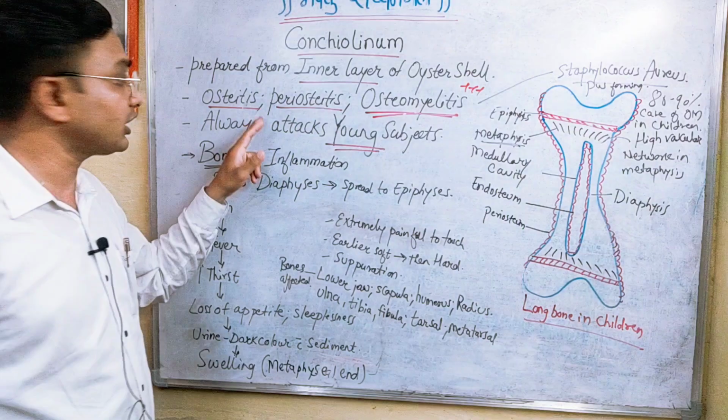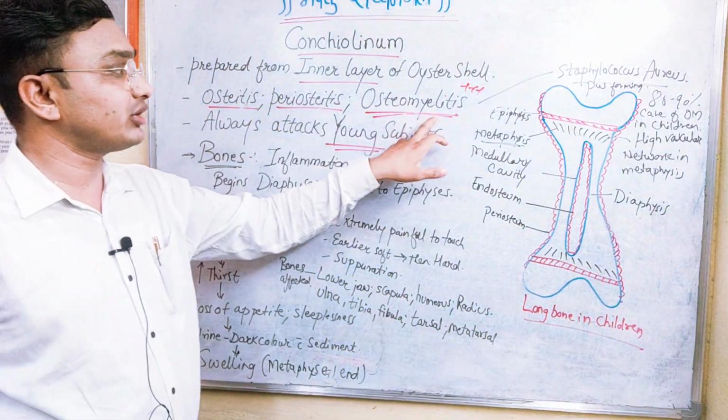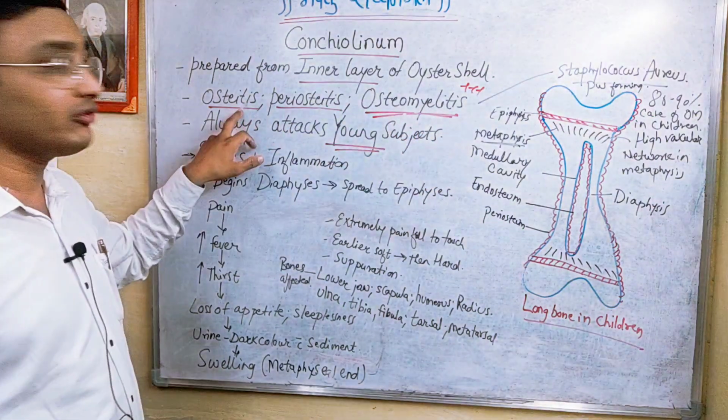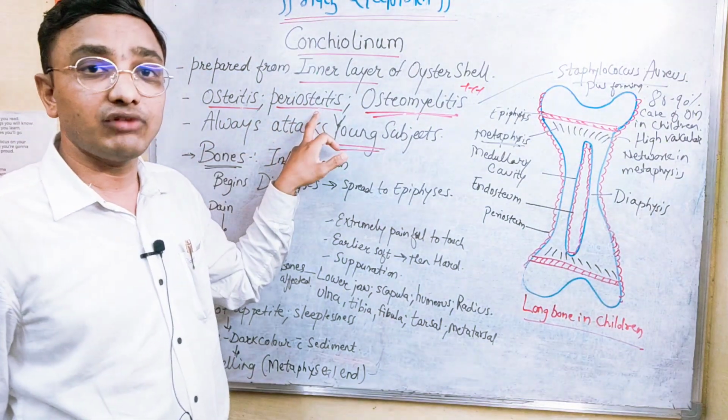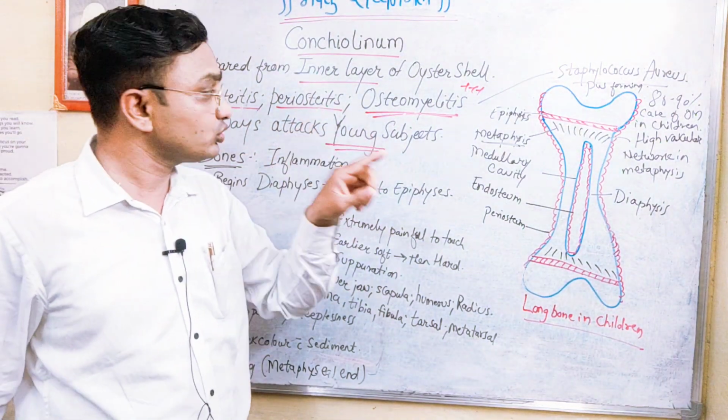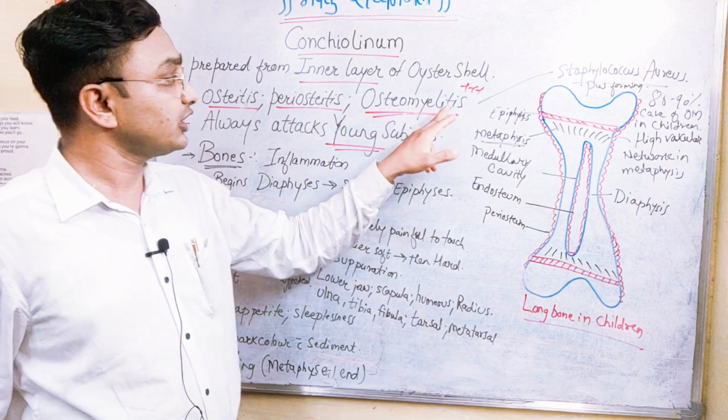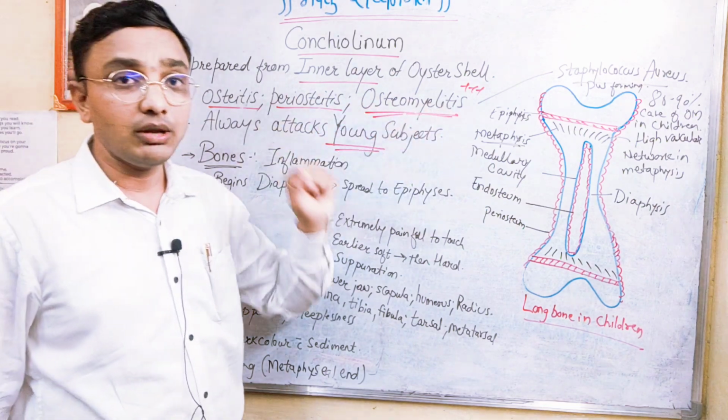This remedy is very useful in the condition of osteitis, periostitis and also osteomyelitis. Osteitis means inflammation of the bones, periostitis is the inflammation of the periosteum, that is the covering of the bones, and osteomyelitis is the inflammation of the bones as well as the bone marrow.